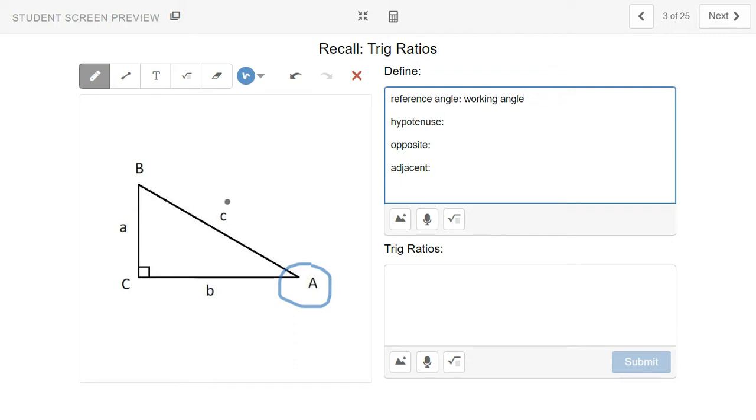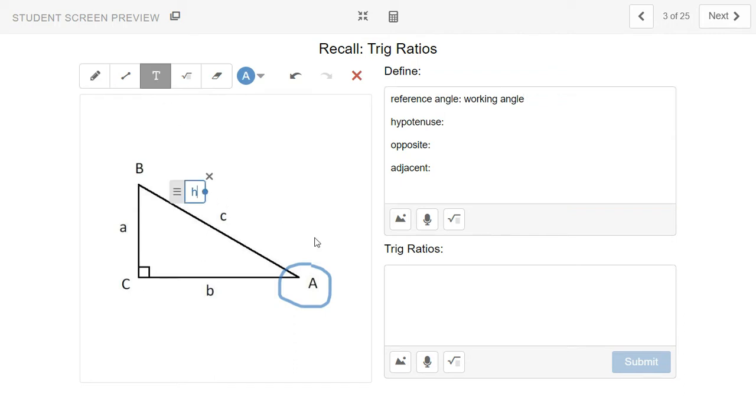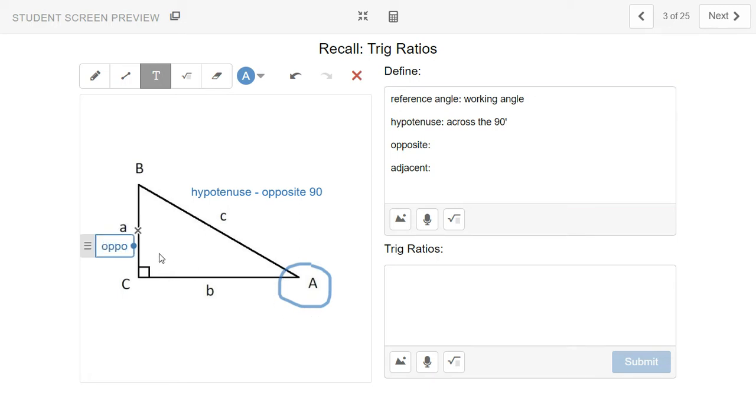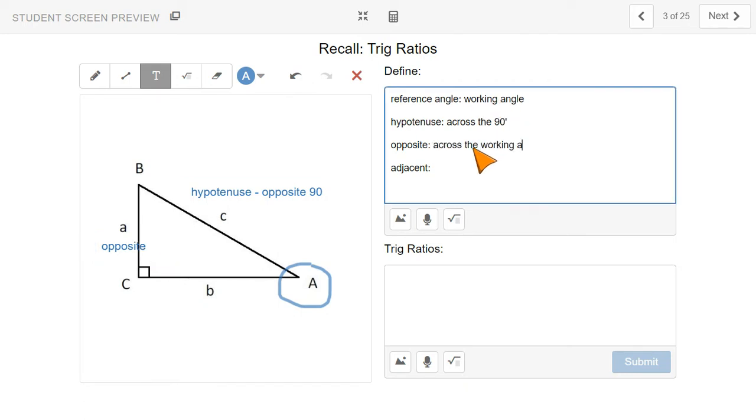The hypotenuse is the side that's across from the 90 degrees. And we have our opposite and adjacent. These two are relative to our working angle. So opposite is the side that is across from the working angle, and adjacent is the side in between the 90 degrees and the working angle.